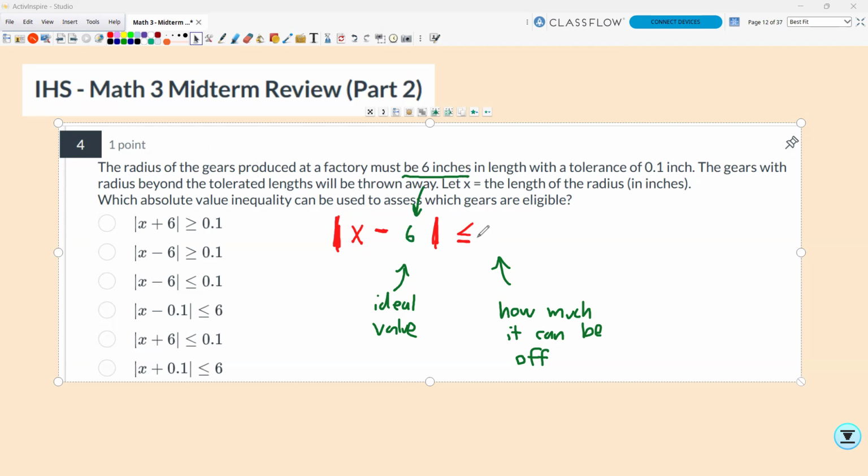After the less than or equal to, we want to put how much it can be off by. So the word tolerance means how much it can be off. It might say error, tolerance, that kind of thing. So that 0.1 will go out there.